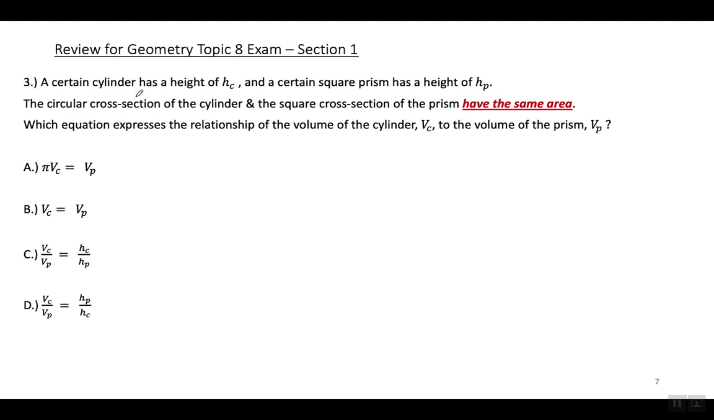Now, the circular cross-section of the cylinder and the square cross-section of the prism have the same area. Which equation expresses the relationship of the volume of the cylinder, VC, volume of cylinder, to the volume of the prism, VP, volume of prism? I know a lot of you are probably looking at this and thinking, huh? So hold on.